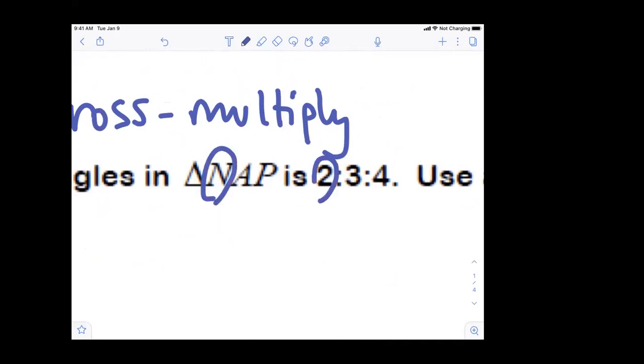The first ones listed go together. So angle N and then that 2 of the ratio go together. A, the middle one, and then 3, the middle one go together. And then P, the last one, and then 4, the last one go together.